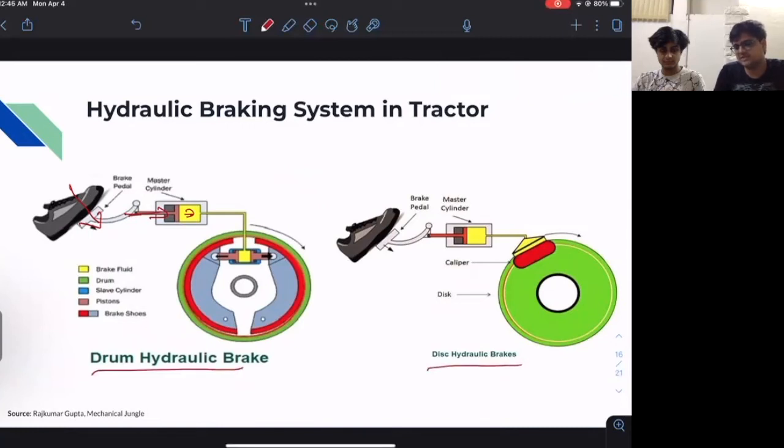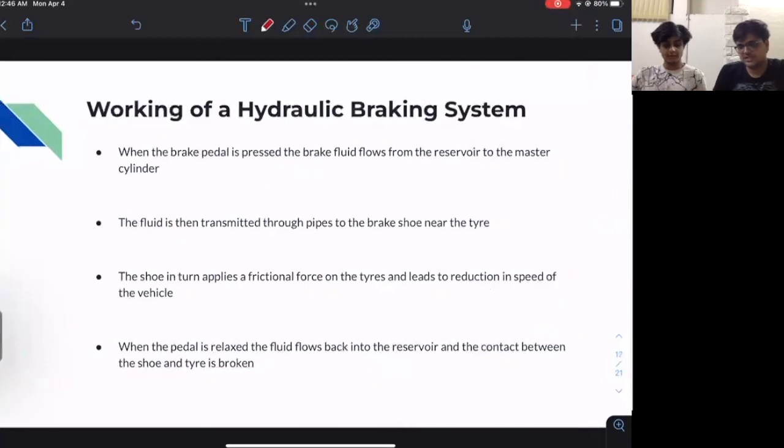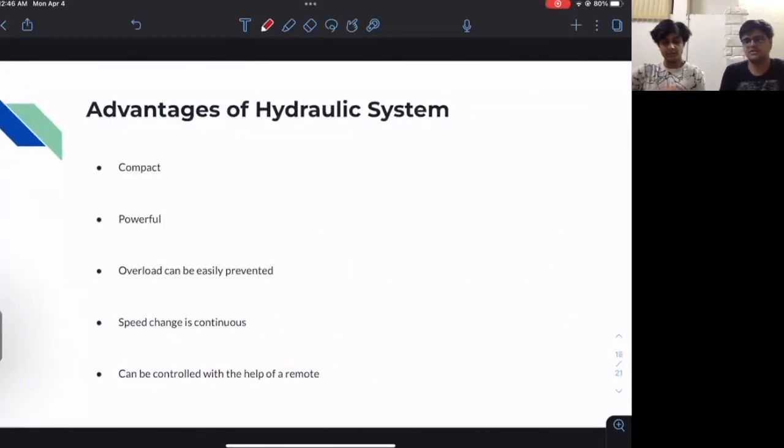Something similar happens in the disc hydraulic brake also. When you push the pedal, the fluid in turn transmits the force to the brake shoe, and then with the help of the friction, the deceleration takes place. This has been explained in the previous slide. Parth will take on from here.